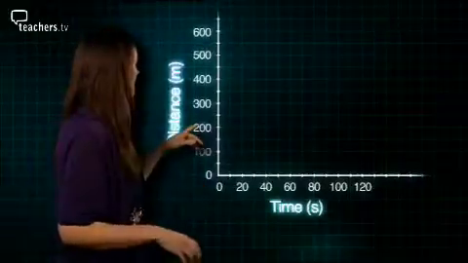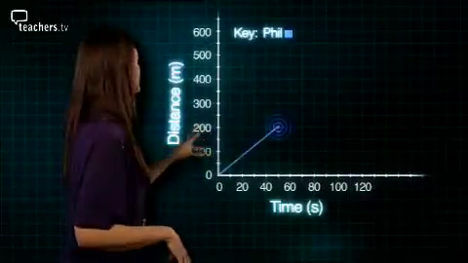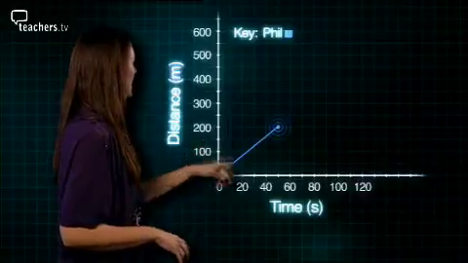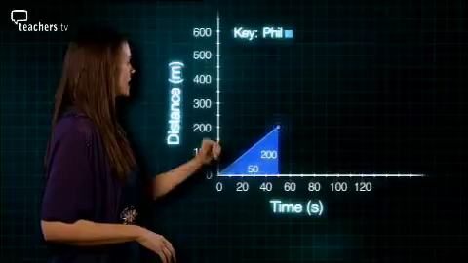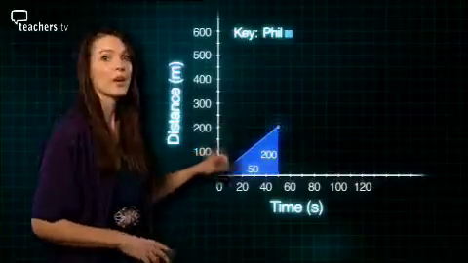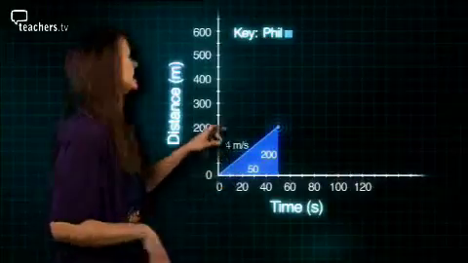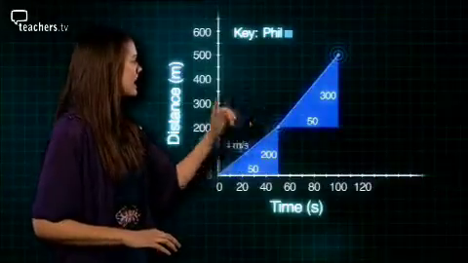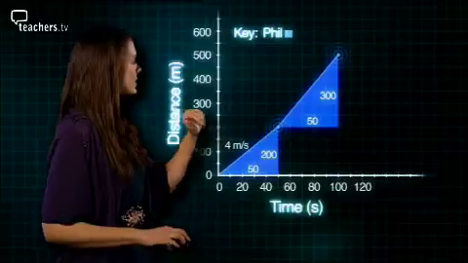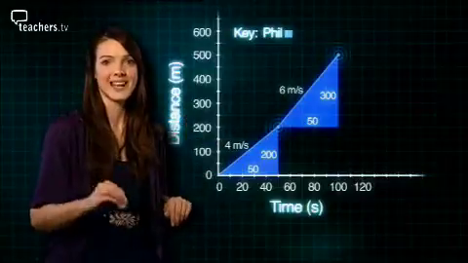Oh, it doesn't look like Dave is much of a rower either. And I bet the graph shows us that as well. So let's have a look at Phil's first, his distance time graph. We can see that in the first leg of his journey, he has travelled 200 metres in 50 seconds, and that's at a constant speed of 4 metres per second. And moving on to his second leg, he has travelled 300 metres in 50 seconds, and that's a constant speed of 6 metres per second.